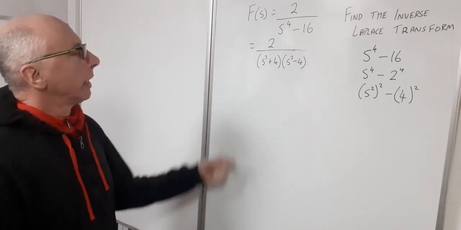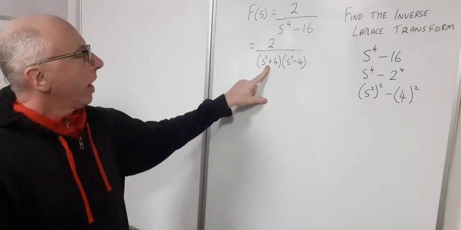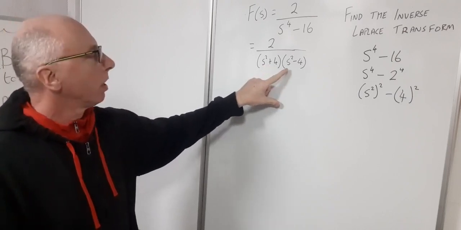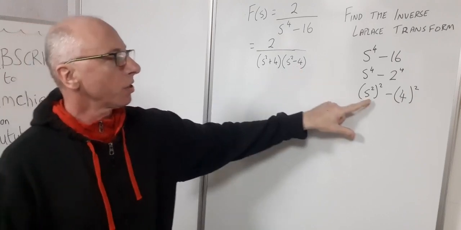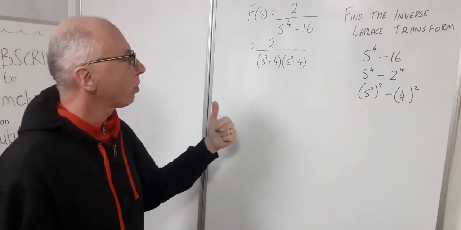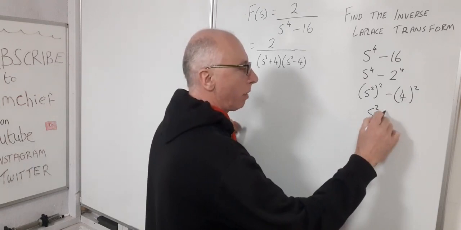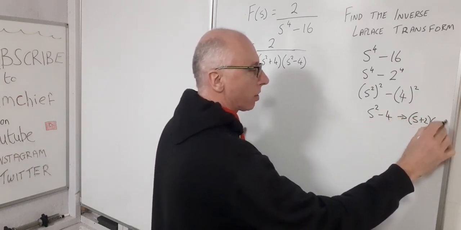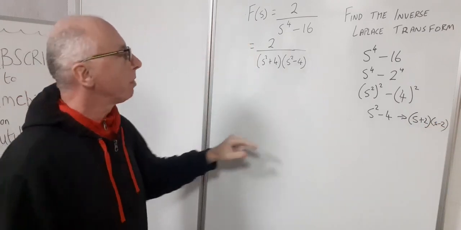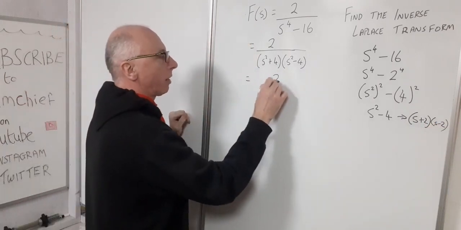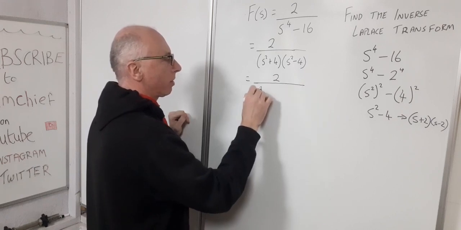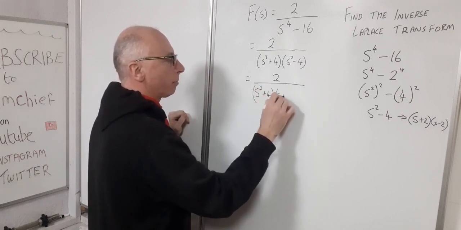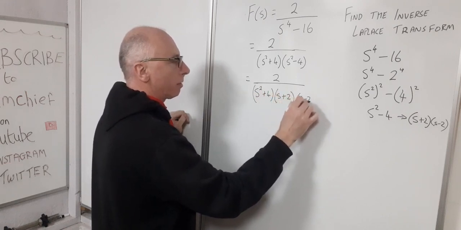Now that's a great place to go from. We've got s squared plus 4, which we can't really factor without going into complex numbers. But s squared minus 4, we've got the same thing again with the difference of two squares. So s squared minus 4 we just write as s plus 2, s minus 2. So now we'll have 3 terms in our denominator: 2 over s squared plus 4, multiplied by s plus 2, s minus 2.